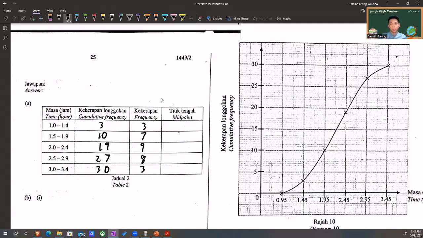Then midpoints. Midpoints basically just add the intervals, divide by 2. 1 plus 1.4 divided by 2. So 1.2, then 1.7, 2.2, 2.7, 3.2. That's part A.